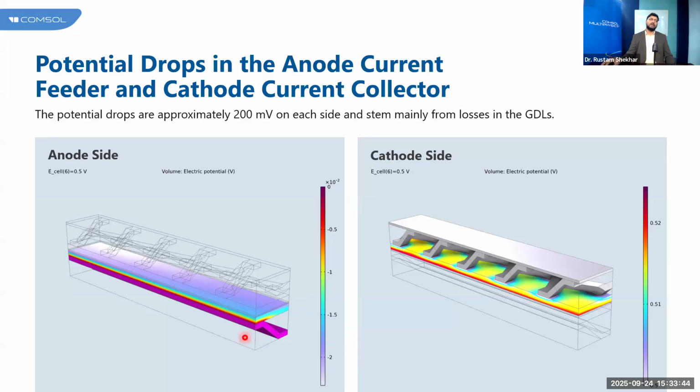On the fuel side we are just making it ground, and on the cathode side we are making it 0.5 volt. Then we are maintaining the favorable condition to convert hydrogen into H2O and get the current out of it. Because of this, we can see this variation. The potential drop which we are observing is 200 millivolt, so this 200 millivolt at 0.5 volt is due to the stem and then the loss calculation in the GDL.